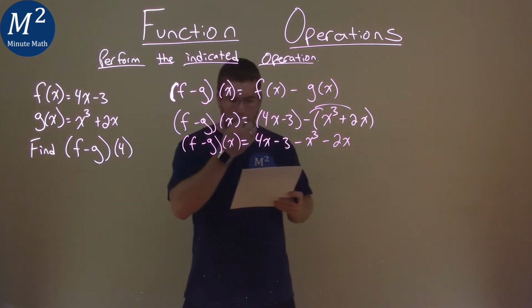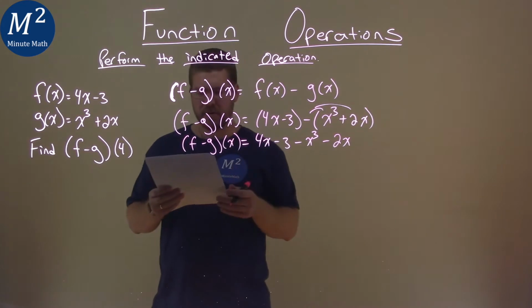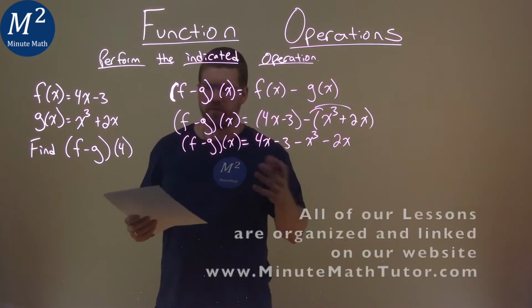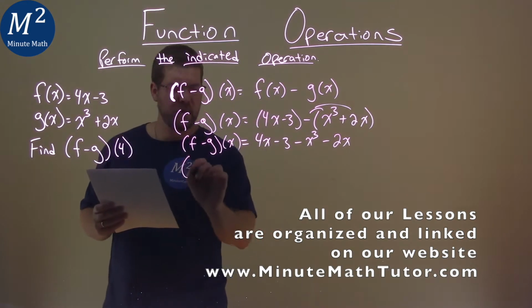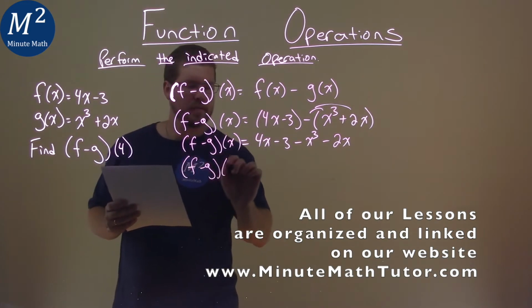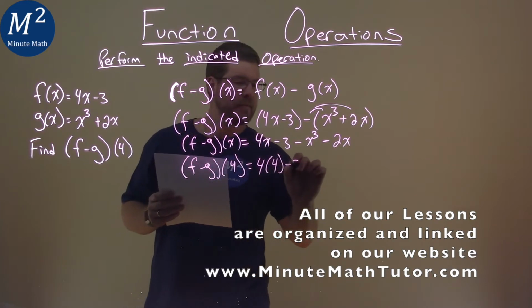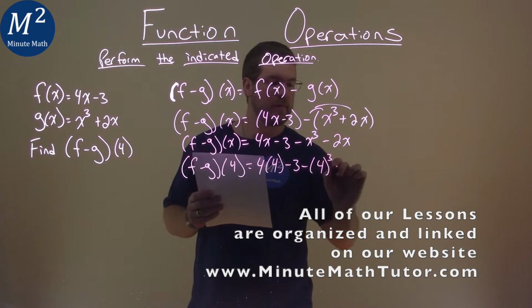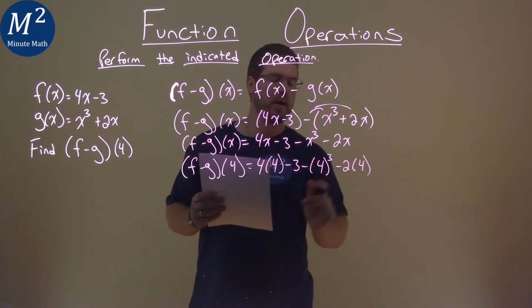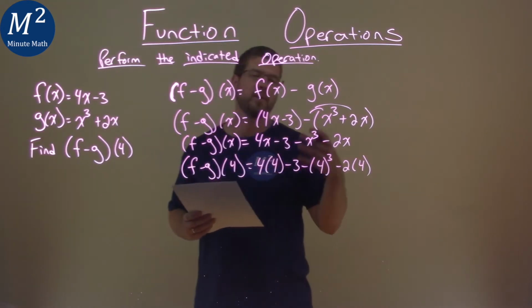All right, so now we're at a point I feel comfortable enough that we can solve this. Let's put a 4 in for x. We don't have to always simplify it all the way. f minus g here of 4 is equal to 4 times 4 minus 3, minus 4 to the third power, minus 2 times 4. And notice every single time I substituted a 4 in for x, I put it in parentheses.